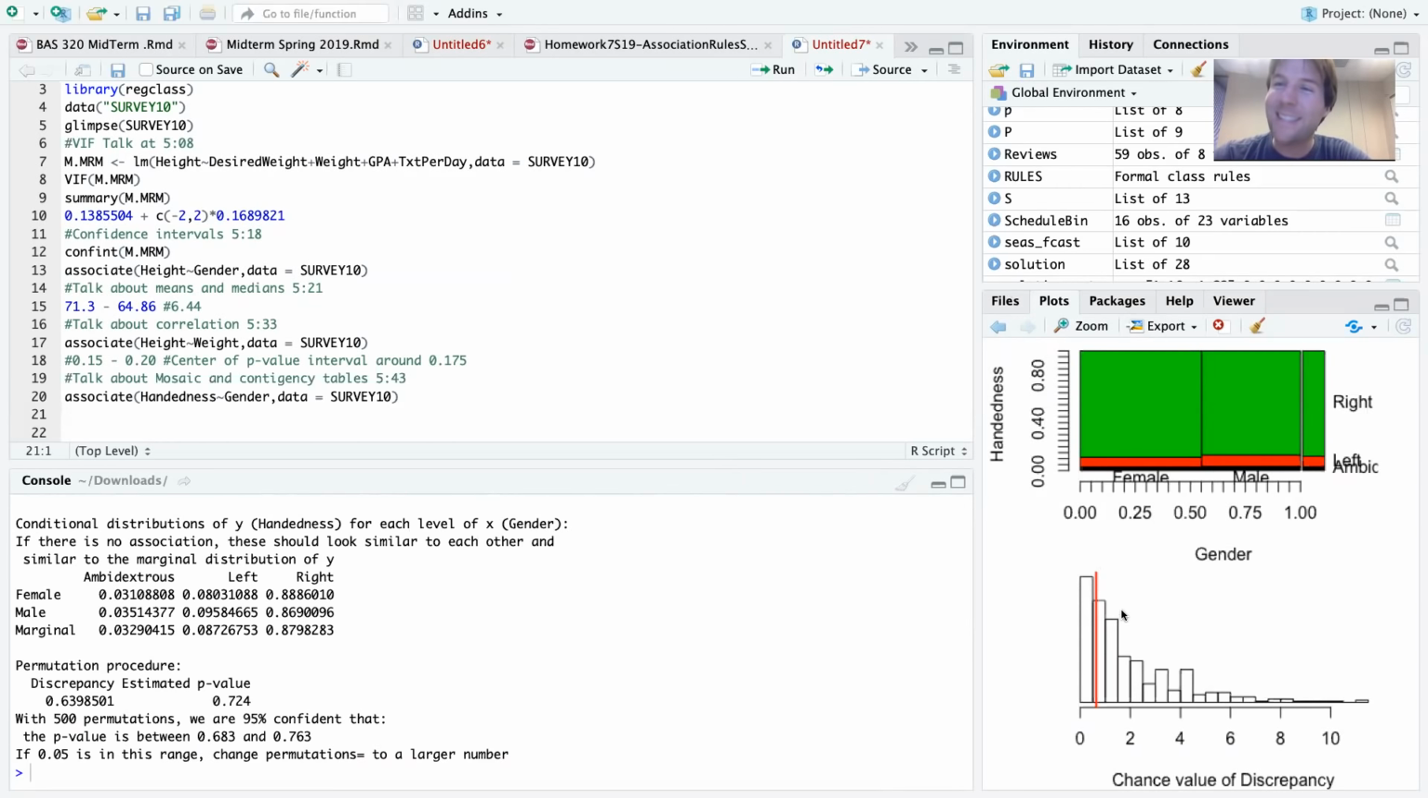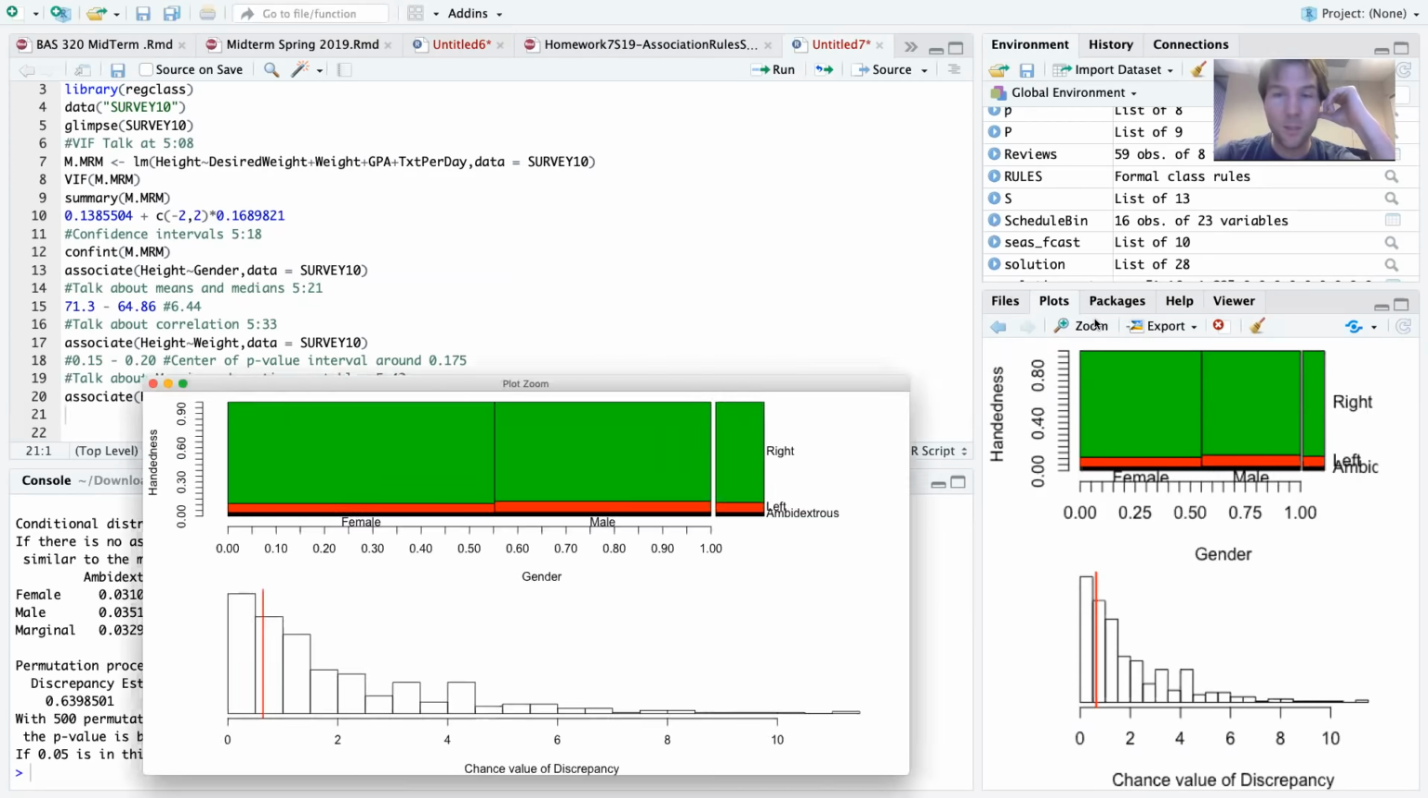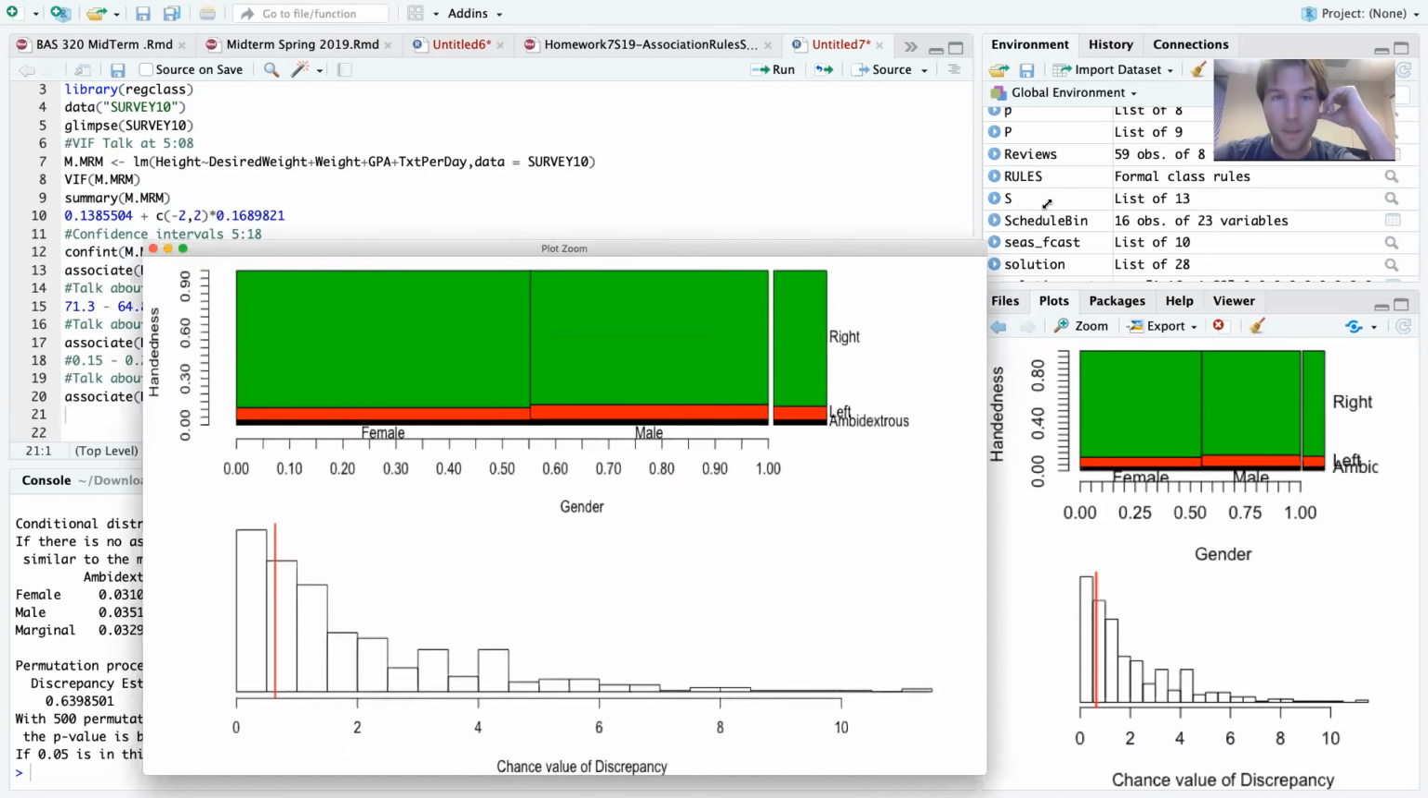And actually for once we get to see that permutation test. For once it's not actually off the screen. So let's take a look at these results. We got here the mosaic plot. We got the ambidextrous people, the left-handed people, the right-handed people. We got the females, we got the males. We can zoom in on this, make it look a little bit bigger right here.